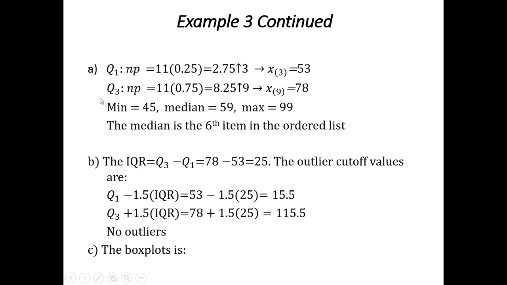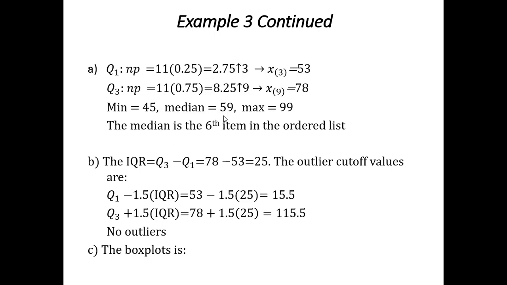The third quartile, okay, now p would be 0.75. So I take 11 times 0.75, which gives us 8.25. We round that up to 9. So the ninth item in the list is 78. We'd identified the min is 45. The median is easy to find because I have a list with 11 values, so the median would just be the one in the middle, or the sixth item in the list. And the max is equal to 99.